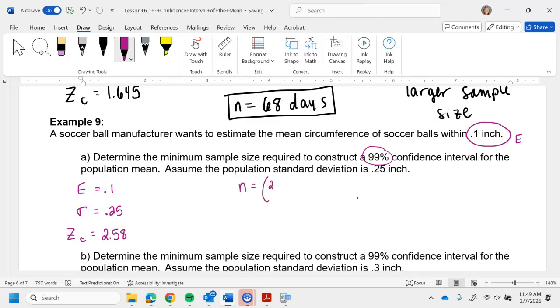I'm going to go through, multiply everything out. All right. Multiplying through, I get 41.6, which really means 42 soccer balls needed.